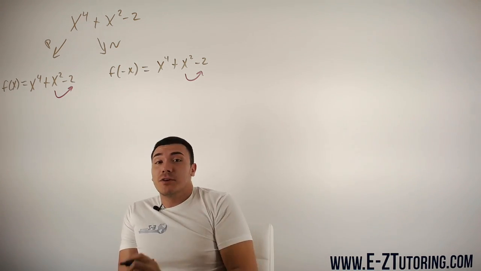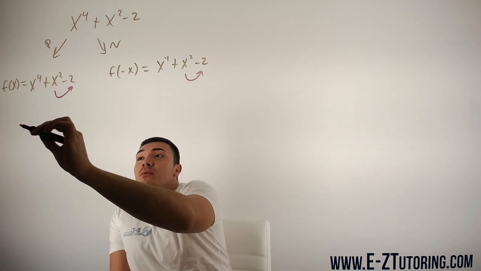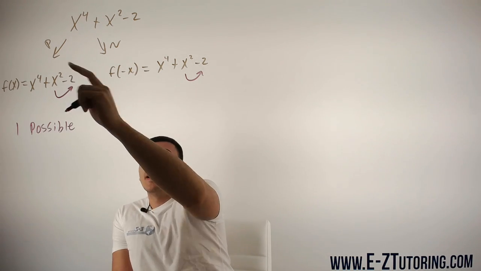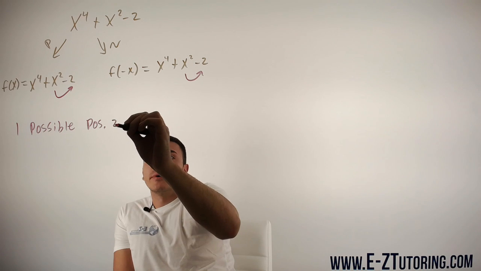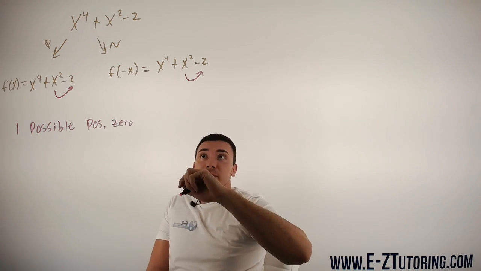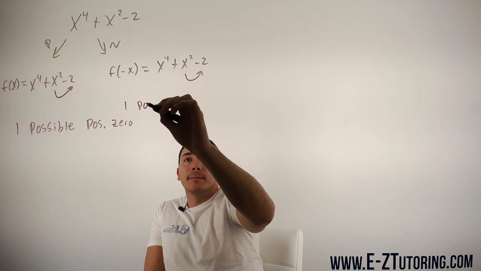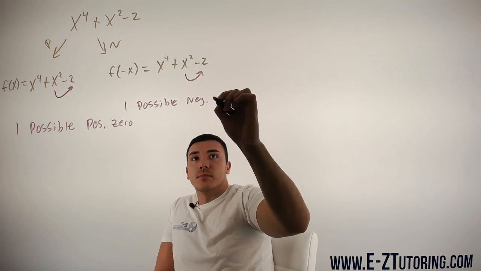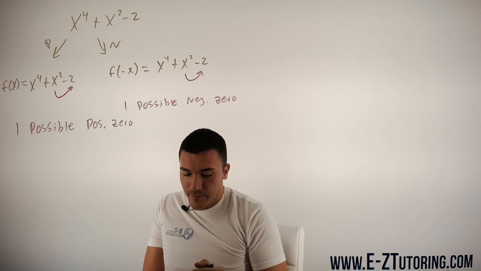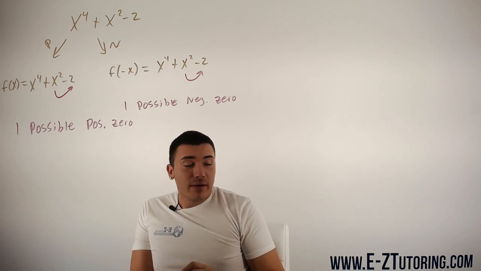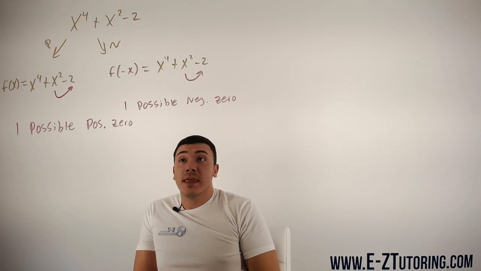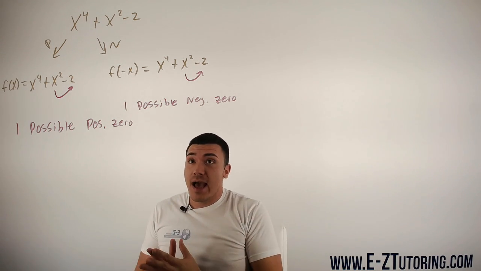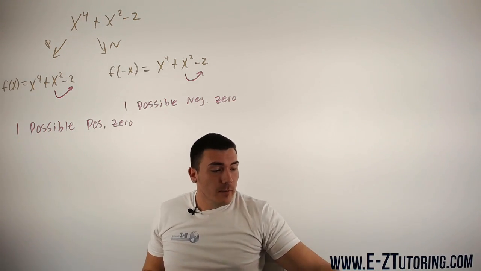So one sign change on each means we have one possible positive zero. And over here, this means we have one possible negative zero. So after we have found that, this information is going to really guide us into finding the actual zeros of this trinomial.